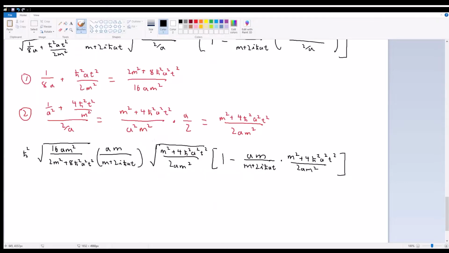Close this off, and now we have a bunch of stuff that is kind of painful. So let's see. Immediately, I can cancel out some terms. The a m squared, the 2 can just go away and turns this into 8. So we have 8, and we have 1. What else?